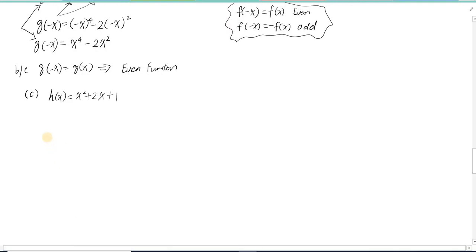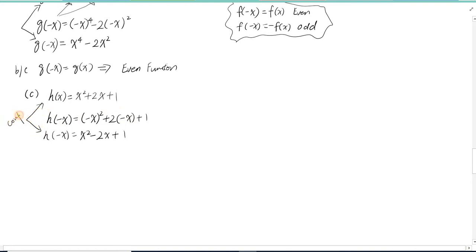Part C, we have h of x equal to x squared plus 2x plus 1. Again, all you have to do is start by plugging in negative x. You evaluate h of negative x. For every x I see, I'm going to replace it with negative x, and then plus 1. So this is going to become x squared, and here we're going to have minus 2x and then plus 1. Once we have this, I'm going to compare those two.